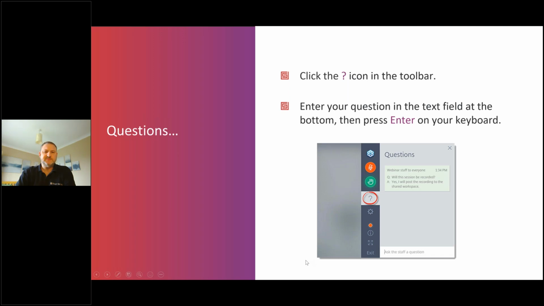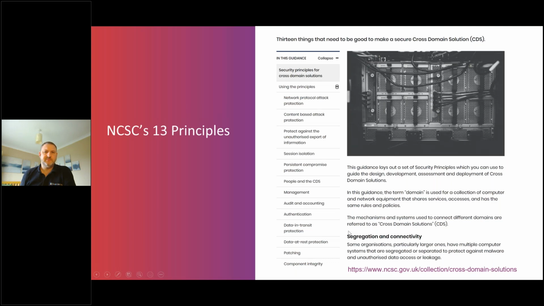Fantastic. Well, look, let's dive into a bit of detail now, because what really got us going on this topic was a main driver, if you like, for today's session. It was a publication of some recommendations from the UK's National Cyber Security Centre, the NCSC, in January, and these covered cross-domain security. If you've got a summary screenshot of it on the screen at the moment, you can see it's rather entertainingly headlined 13 things that need to be good to make a secure cross-domain solution.